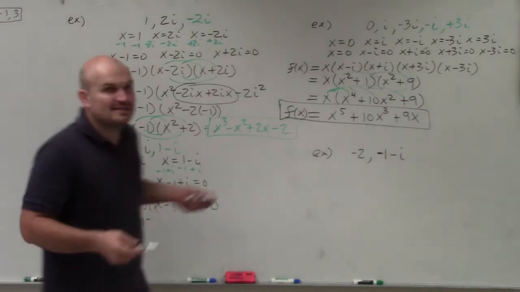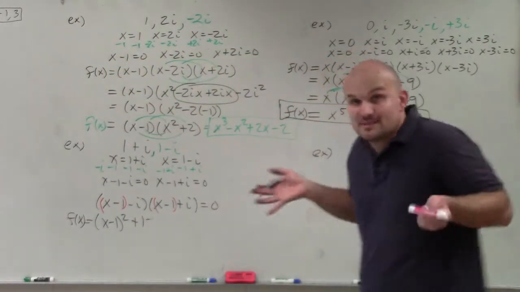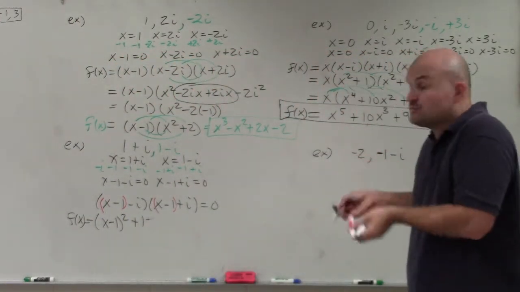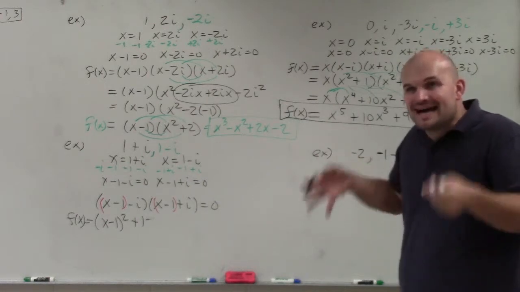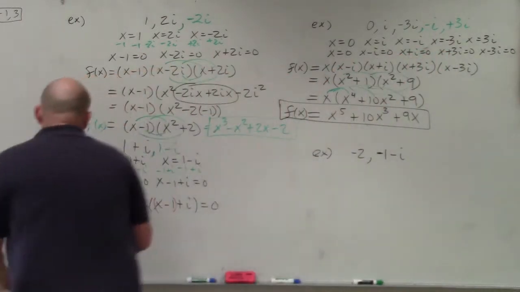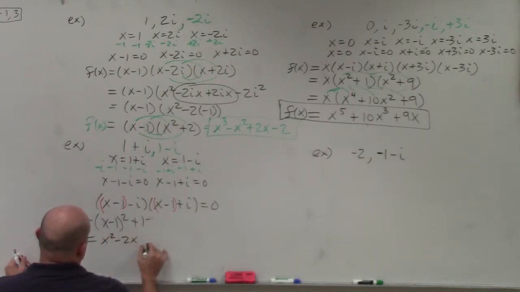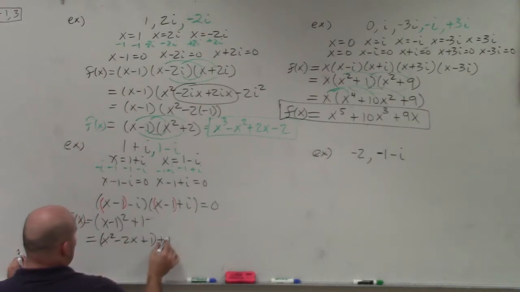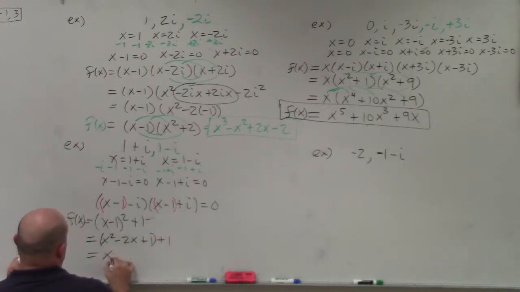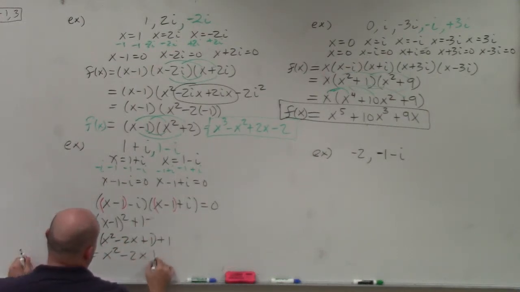So now I just need to multiply out x minus 1. Now that's a perfect square trinomial. X minus 1 squared is x minus 1 times x minus 1, which hopefully you know is a perfect square trinomial, which is x squared minus 2x plus 1 plus 1. Then I add the 1s. So my final answer is x squared minus 2x plus 2.